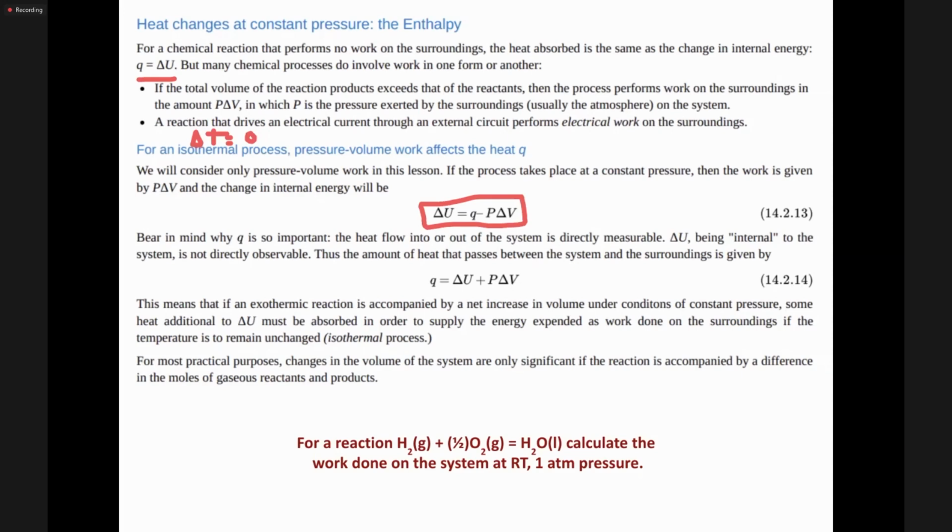You have to see why Q is so important, because heat flowing into the system or heat flowing outside of the system can be measured. This Q is a measurable quantity. But delta U is an internal parameter of the system. Since delta U is an internal parameter, it is not directly measurable or observable. So Q, the amount of heat passing between a system and the surroundings, is given by, if we rearrange this equation, delta U equal to Q minus P delta V, Q is equal to delta U plus P delta V.